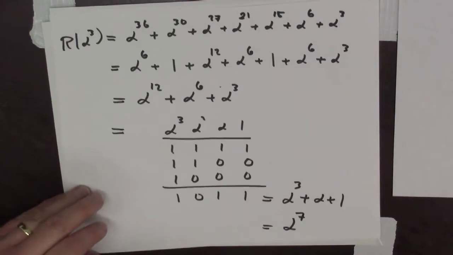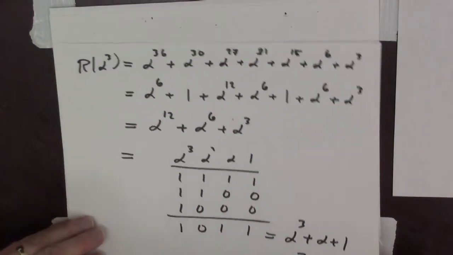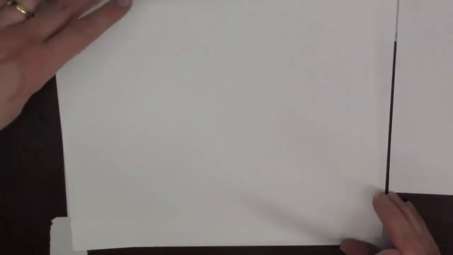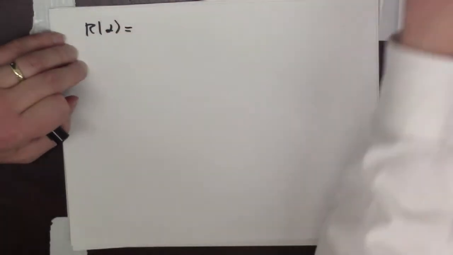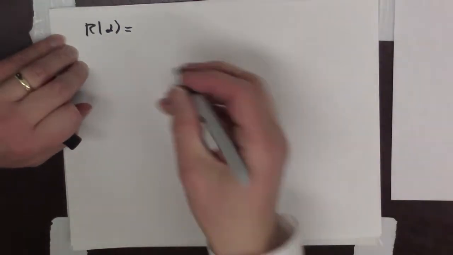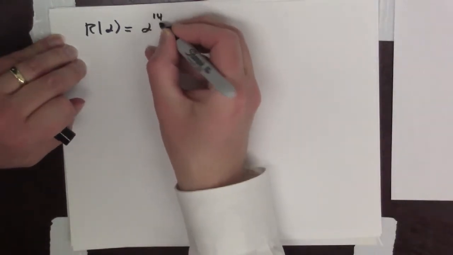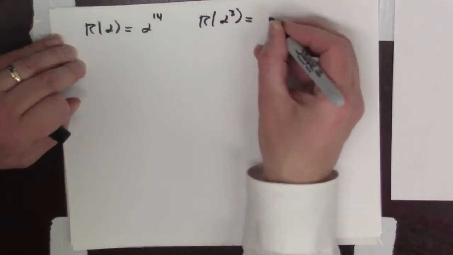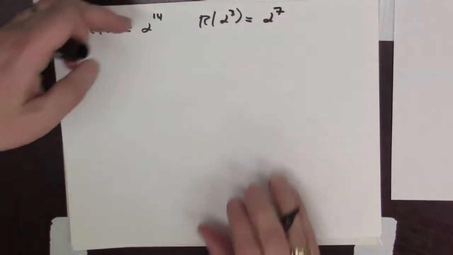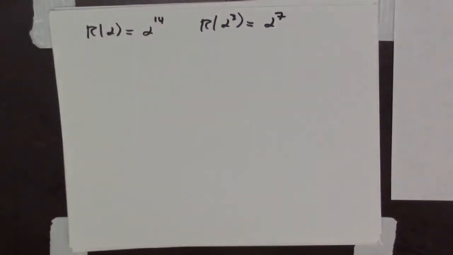So now let's summarize the two pieces of information we have. The first piece of information we had: R of alpha was alpha to the 14. R of alpha cubed is alpha to the 7, as we calculated. These are the two facts we have.